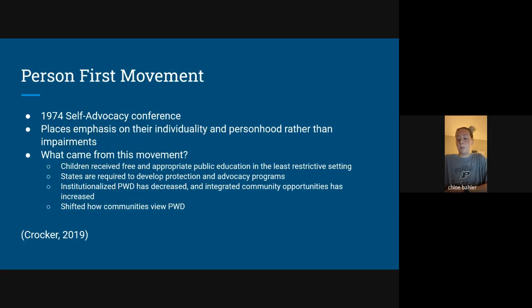The People First movement began in 1974 at the first self-advocacy conference. At the conference, they advocated for people to be placed before their disabilities. This sought to empower people with disabilities by placing emphasis on individuality and personhood rather than impairments. This pushed other movements such as children receiving free and appropriate public education in the least restrictive setting, and states requiring protection and advocacy programs. From these big movements, people with disabilities in institutions decreased and integrated community opportunities increased. These advances shifted how communities viewed people with disabilities.